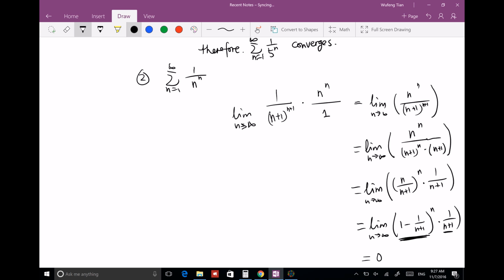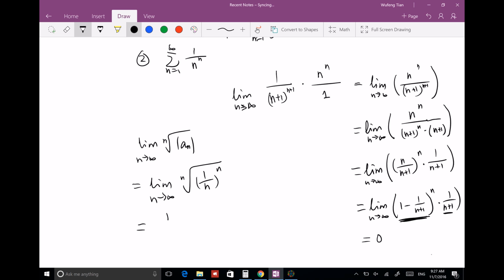So what if I use the nth root test? It would be much easier. Just one step. You look at the nth root of a n, which is just the nth root of 1 over n to the power n. The nth root and nth power cancel out. It's just 1 over n. This equals 0, perfect, which is less than 1, so it converges. Does it make sense, everyone?